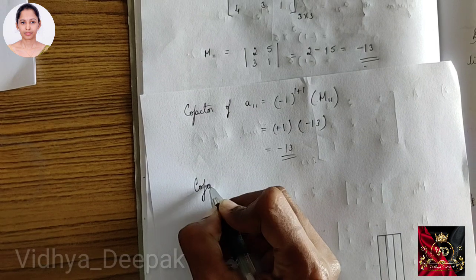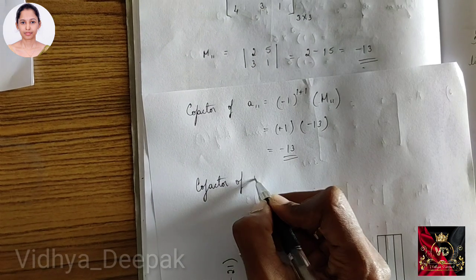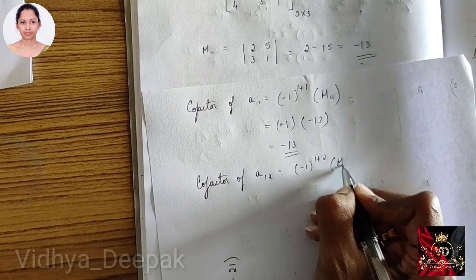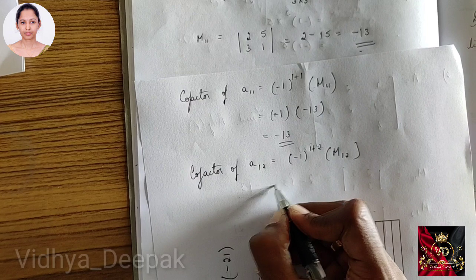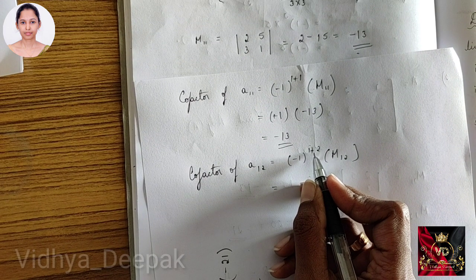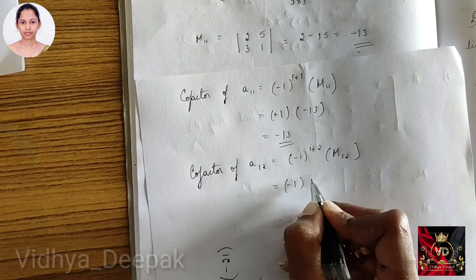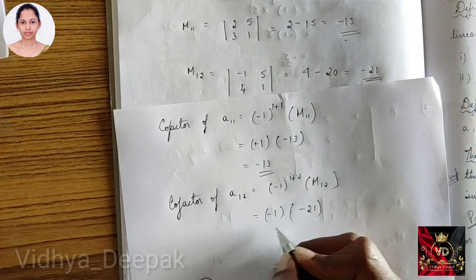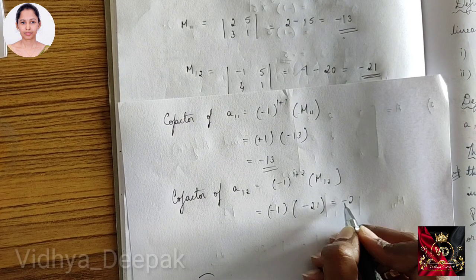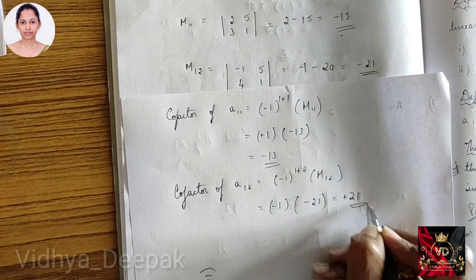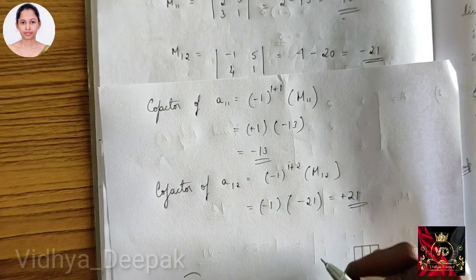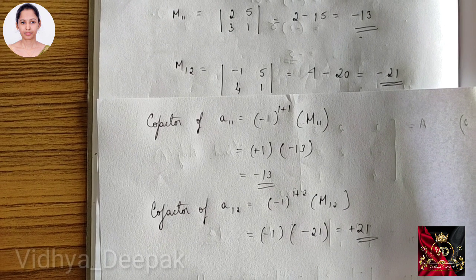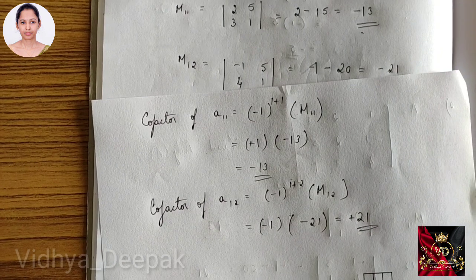Next is the cofactor of A12, that is nothing but minus 1 to the power of 1 plus 2 into M12. So this is 3, 2 plus 1 is 3, an odd number, that means minus 1 remains minus 1. M12 is minus 21, so we have minus into minus plus, so 21 is the second cofactor. Likewise, we have to find the cofactors for each element. So I want you to try it now.